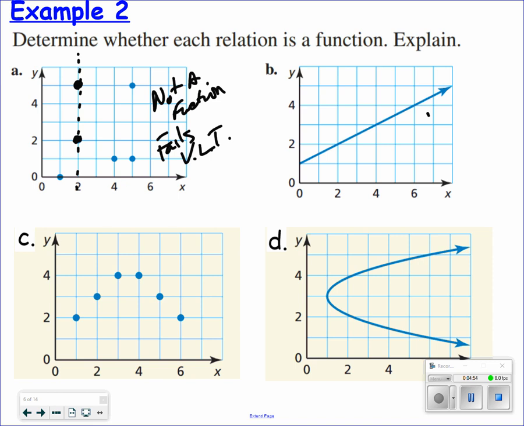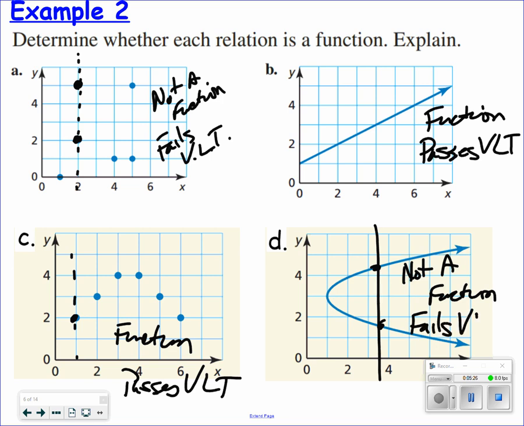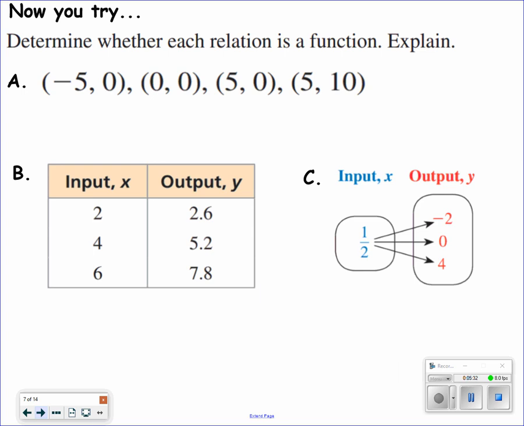The next one is a function. And again, the reason you would say is it passes the vertical line test. C, again, anytime I draw in a vertical line, I'm only hitting 1 point, so therefore this is a function because it passes the vertical line test. Next one, pretty obvious. I hit 2 points anytime I draw a vertical line, so therefore this is not a function because it fails the vertical line test. You try, so I'll go ahead and hit pause for a second, and you can try these.